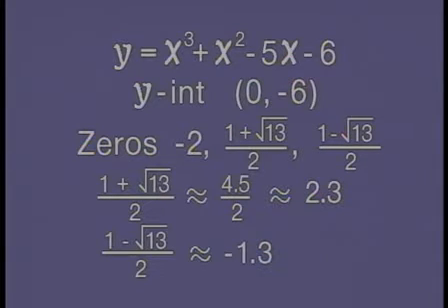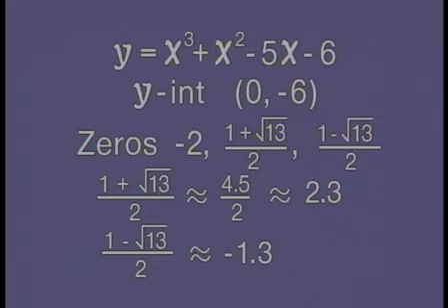The last 2 lines on this visual help us to sketch, because taking a calculator of any type, as long as it does square roots, we can figure out that (1 plus the square root of 13) over 2 is approximately 2.3. Those wavy equal signs mean approximately equal to. Okay, close enough, 2.3. And (1 minus the square root of 13) over 2 is approximately negative 1.3. So now we have our y-intercept, negative 6, our x-intercept, negative 2, and 2 approximate x-intercepts, 2.3 and negative 1.3.